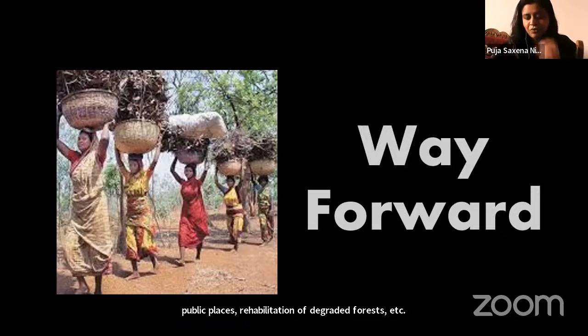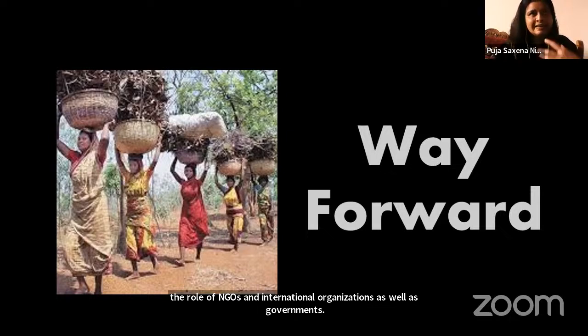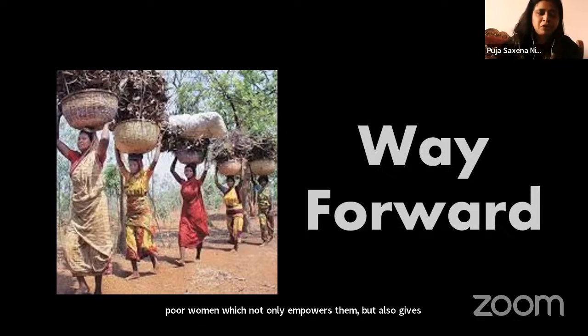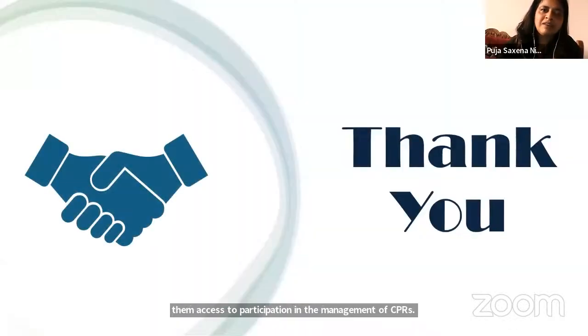And then the role of NGOs and international organizations, as well as government. Government can also help create self-sustaining organizations particularly for rural poor women, which not only empowers them, but also gives them access to participation in the management of CPRs. So this is the way forward that I thought I would discuss, and that's it. Thank you.